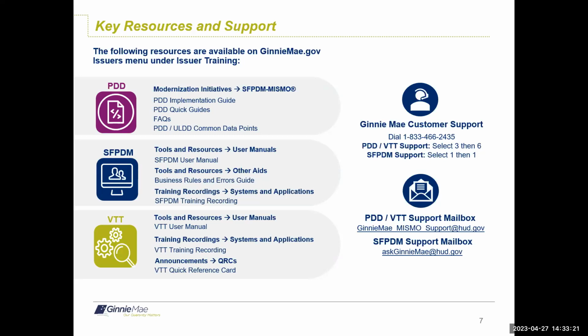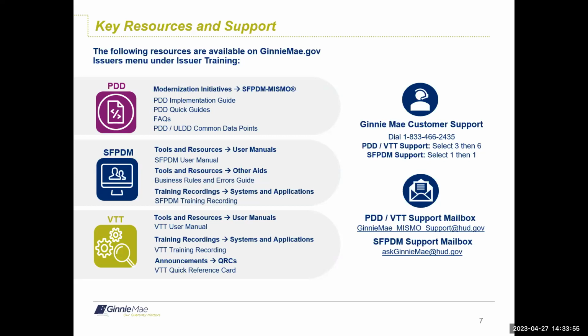As far as getting more one-on-one help, if you have specific questions, you can reach out to our Ginnie Mae customer support phone lines by calling the number and using the different extensions depending on your question. There are separate communication channels, whether your question is dealing with the PDD or the VTT, versus if you have questions about the production pooling application, SFPDM. So again, for those here that are just getting started in the development process and want to learn more about the VTT, you'll be calling that first number.